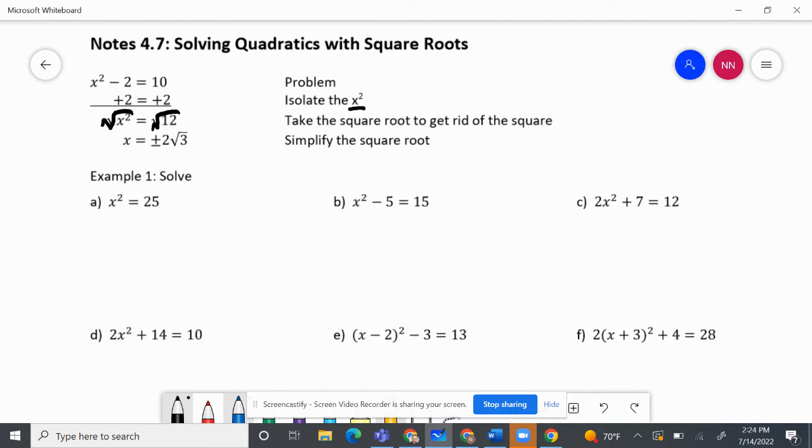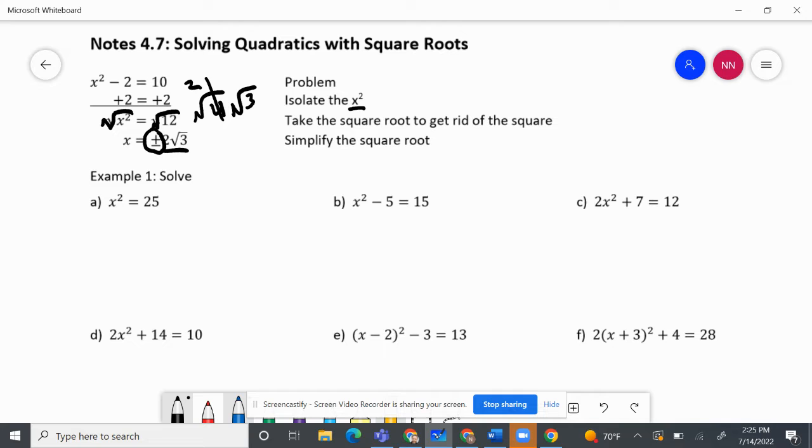And remember, when we're simplifying, we always look for square numbers. So what makes up 12 is 4 and 3. The square root of 4 is 2, so we get 2 root 3. Now notice that there's a plus or minus. Whenever we take a square root, there's a positive root and a negative root. Now, let's look at our first example and I'll show you why that works.